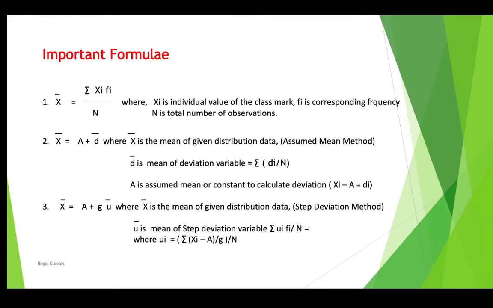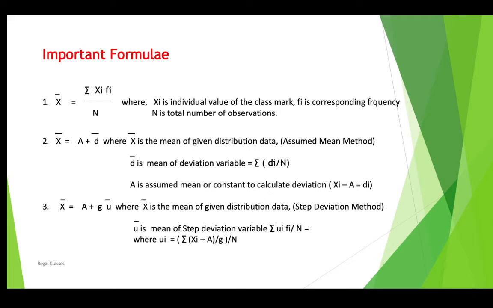These are the important formulae. X bar is equal to sigma xi fi by n. Xi are the individual values of class mark, fi is the corresponding frequency, and n is the total number of observations. X bar is equal to A plus D bar, where X bar is the mean of the given distribution of data, and here we have assumed mean method. D bar is the mean of deviation variable, and A is the assumed mean or constant to calculate deviation. Xi minus A is equal to Di.